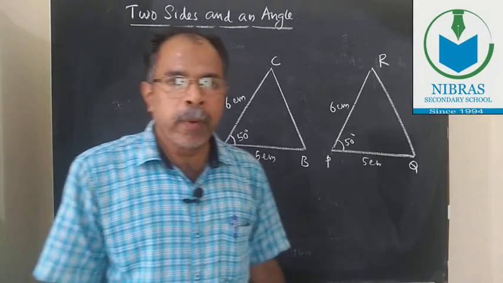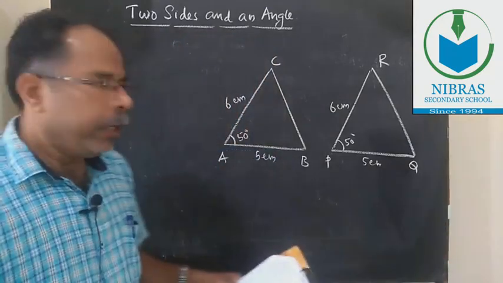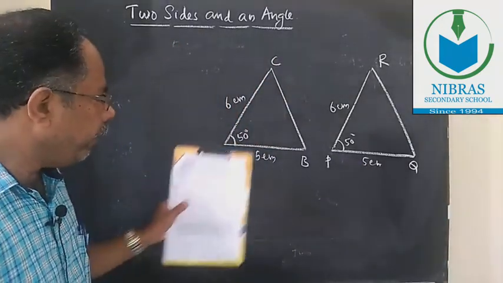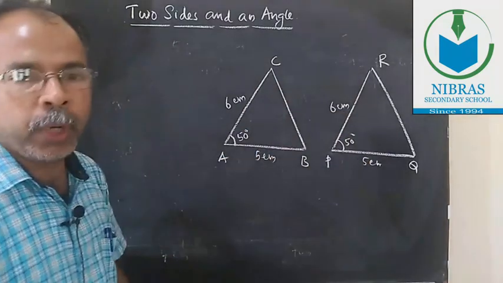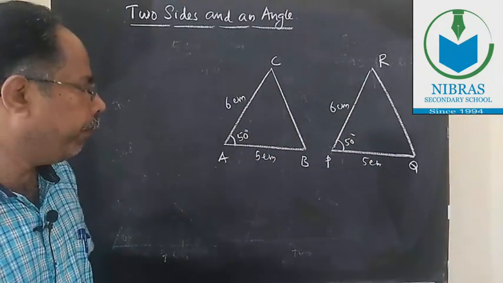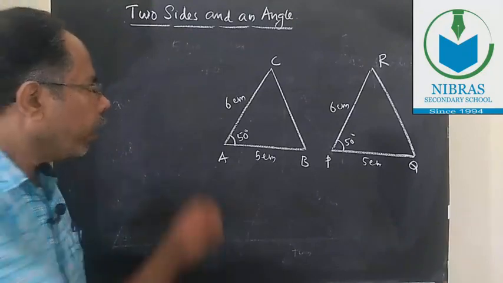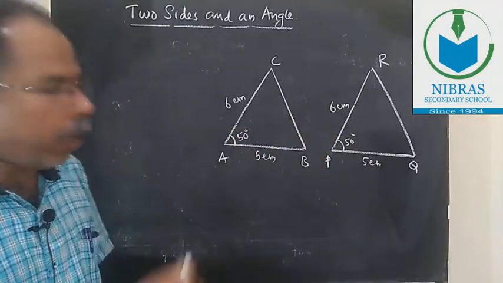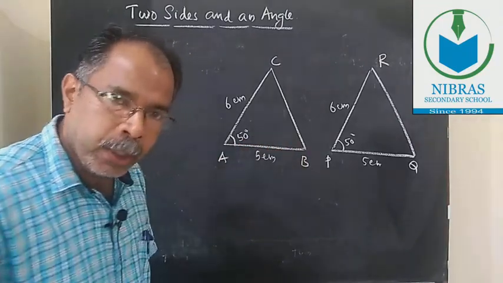You read the problem. Here, look here. There are two triangles here, triangle ABC and triangle PQR. The question is, are these two triangles equal? Why?